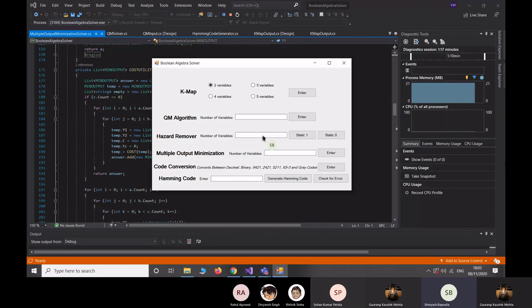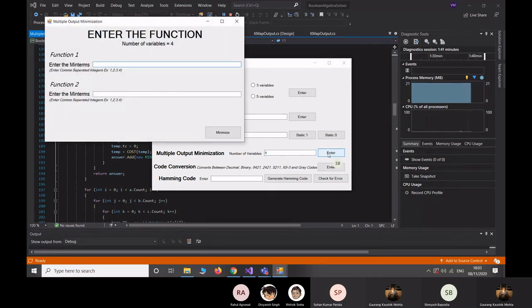For this, we use the same QM solver function we used to implement the QM algorithm. We take the input of both the functions in the form of minterms. First, we enter the number of variables required. When we enter the input, they are passed into the multiple function we define in our code, which does the following steps. The minterms of both functions are compared to find the common minterms between them.